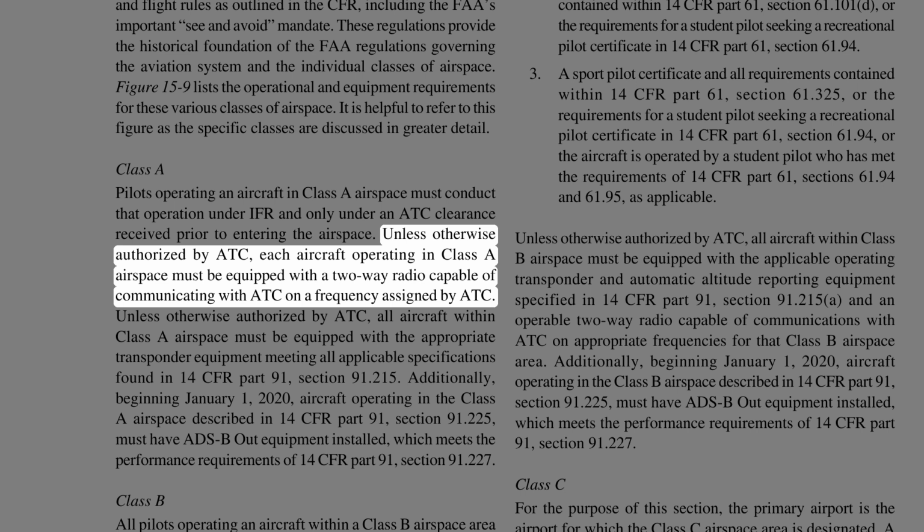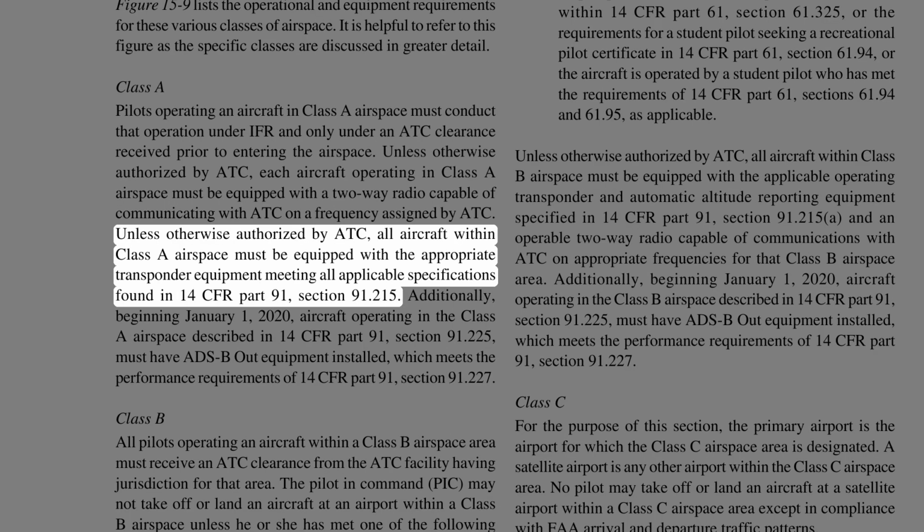Unless otherwise authorized by ATC, each aircraft operating in Class A airspace must be equipped with a two-way radio capable of communicating with ATC on a frequency assigned by ATC. Unless otherwise authorized by ATC, all aircraft within Class A airspace must be equipped with the appropriate transponder equipment meeting all applicable specifications found in 14 CFR Part 91, Section 91.215.